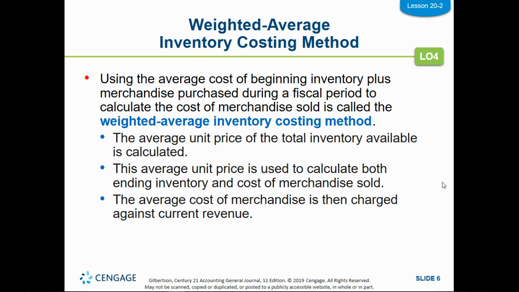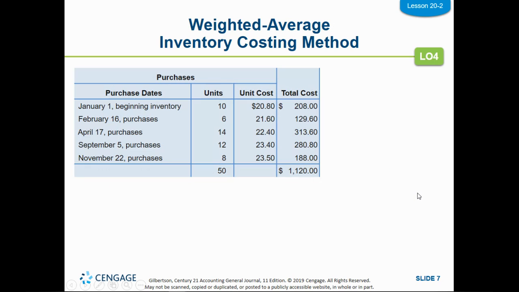Then the third one is what they call the weighted average method. Using the weighted average cost of beginning inventory plus the merchandise purchased, you basically figure up an average. So the average unit price of the total inventory is calculated. The average unit price is used to calculate both the ending inventory and cost of merchandise sold, and it is charged against the current revenue.